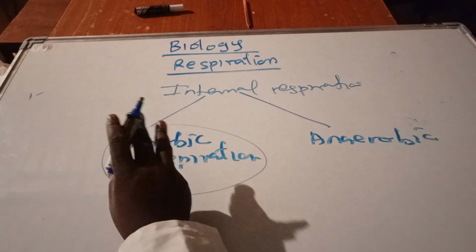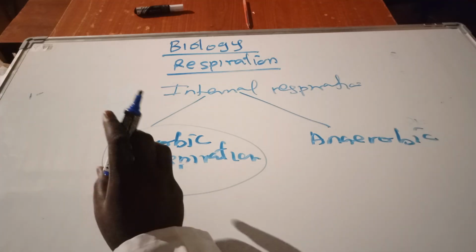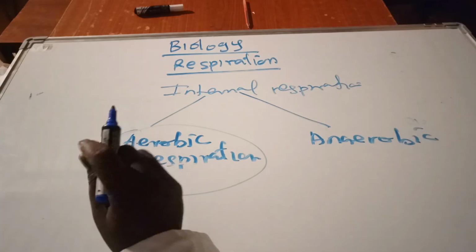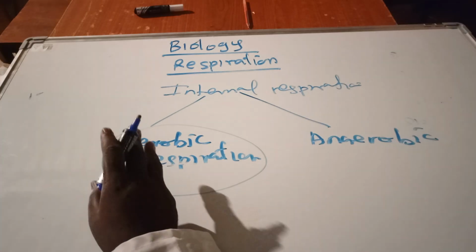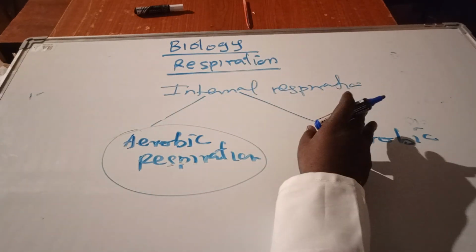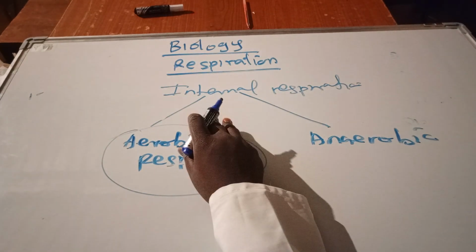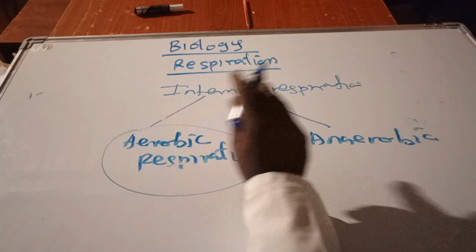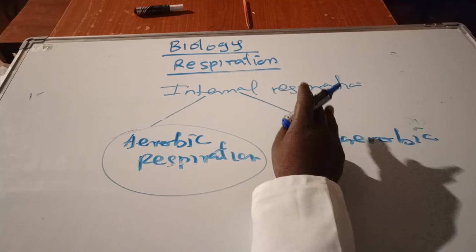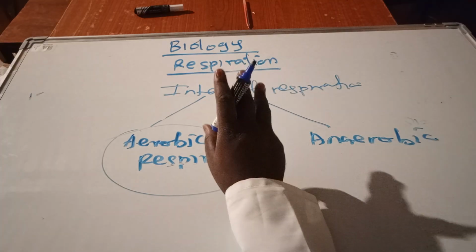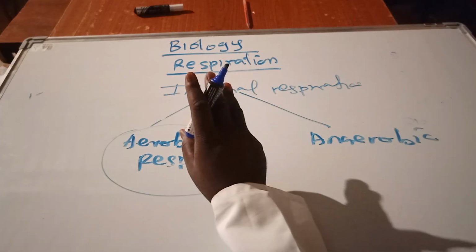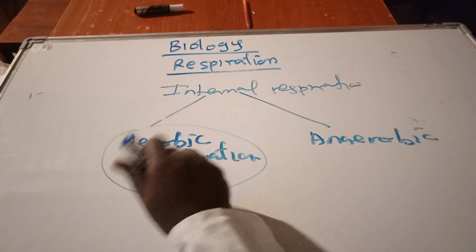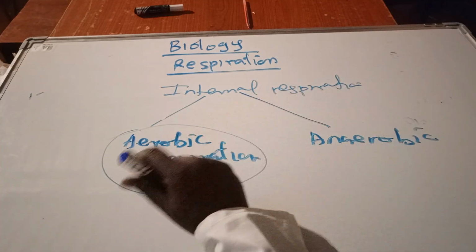So I said that respiration is the release of energy from the food substance in a cell of a living organism. The two types of respiration are internal and external. Internal respiration takes place inside the cell of a living organism, and external takes place outside. My focus for today is on internal respiration, which is aerobic and anaerobic respiration.